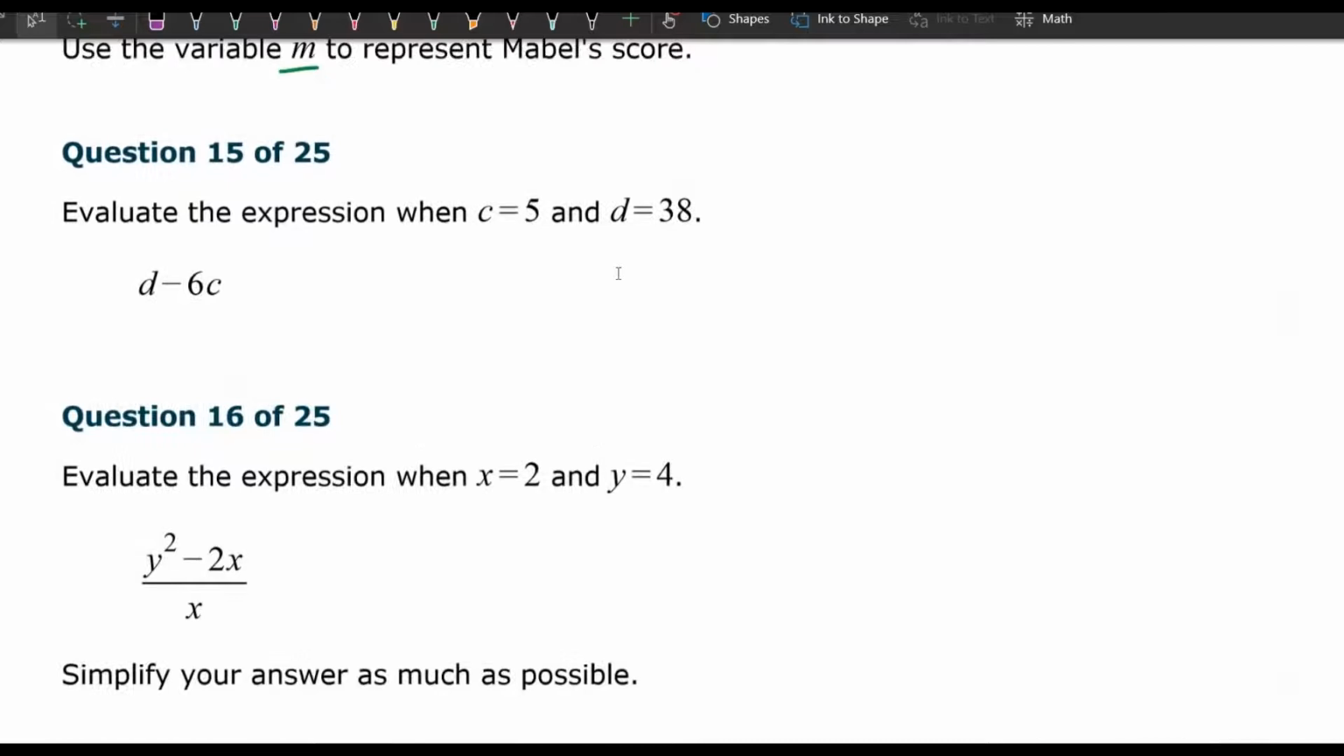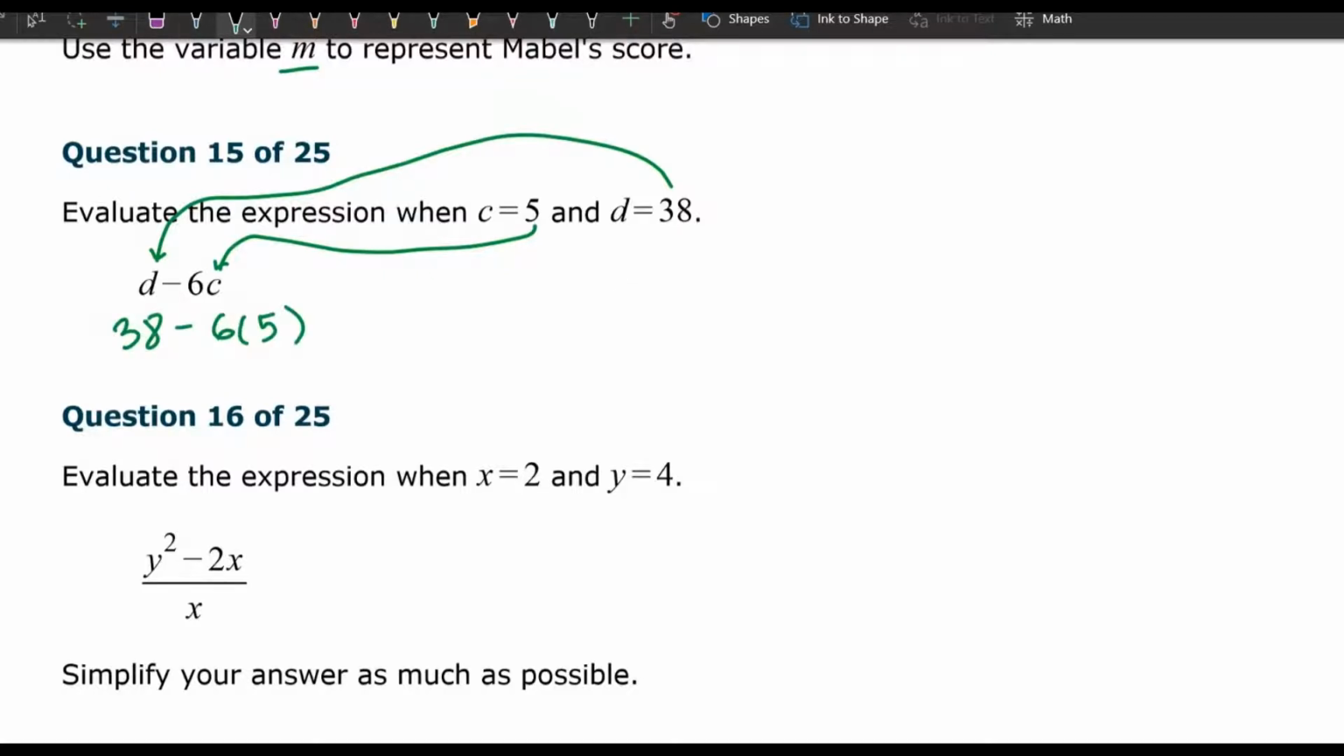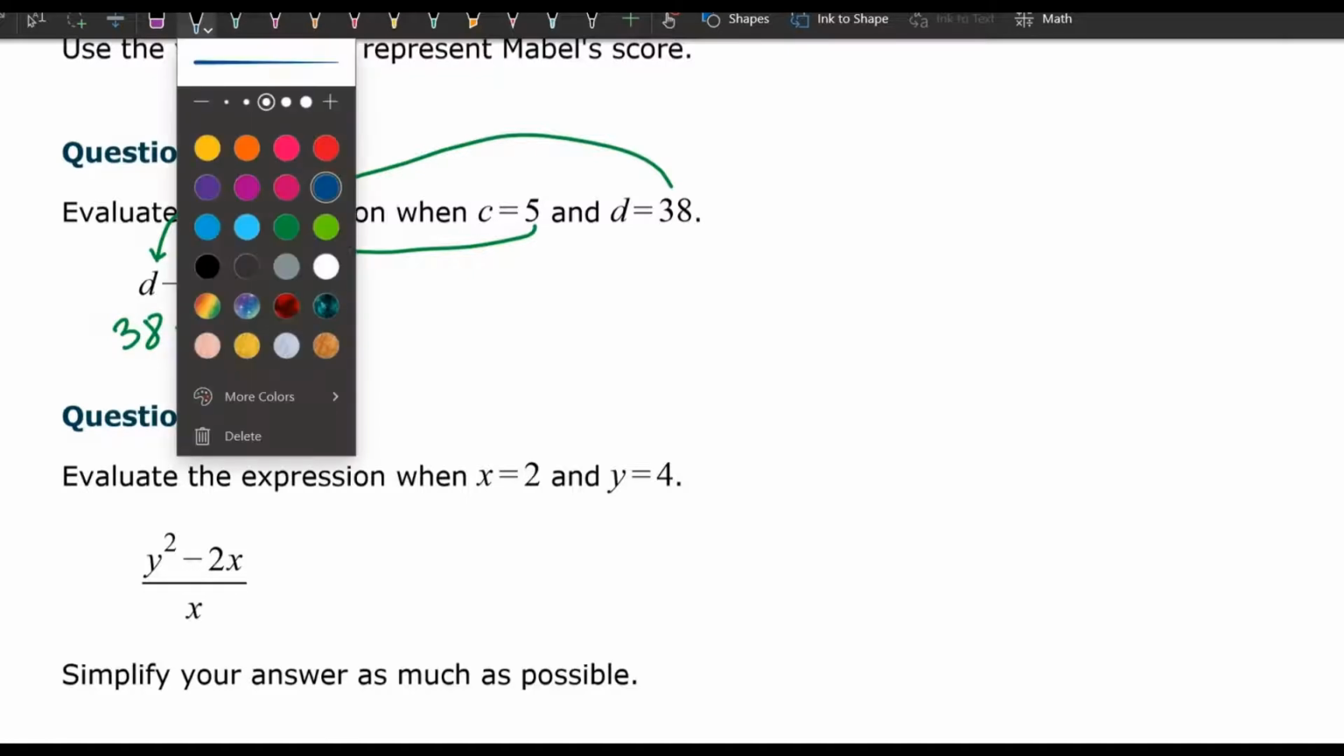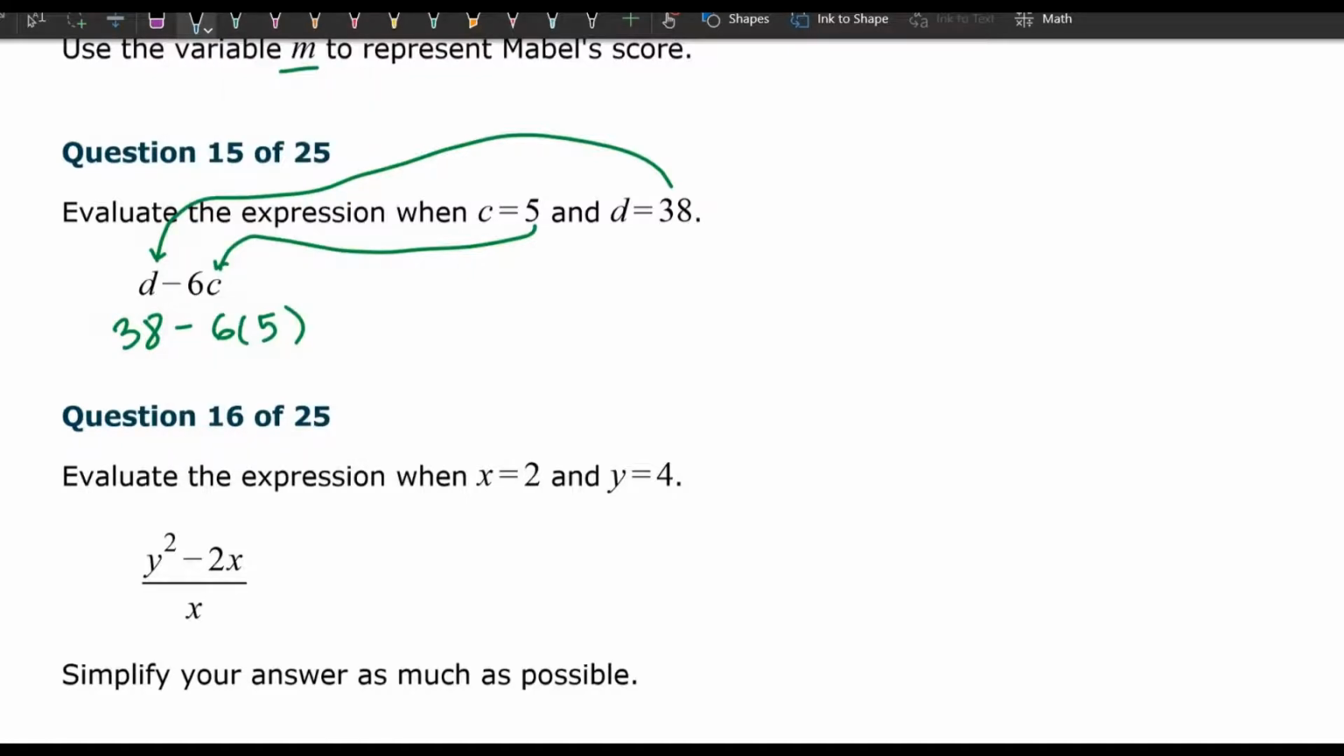Alright, number 15, evaluate the expression when C is 5 and D is 38. You plug 5 in place of C and 38 in place of D. That will be 38 minus 6 times 5. Make sure you follow PEMDAS, which means you multiply first. So 38 minus 30. The answer is 8.